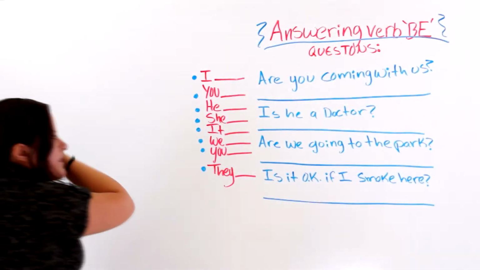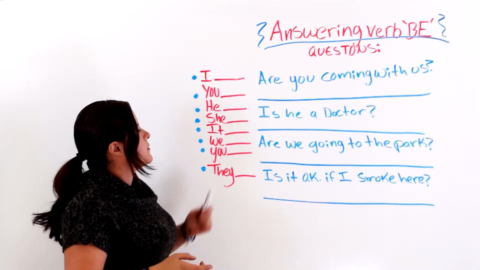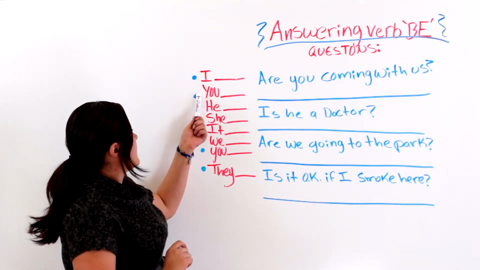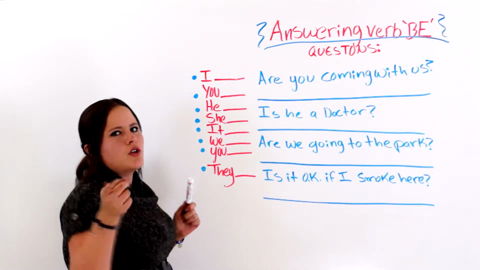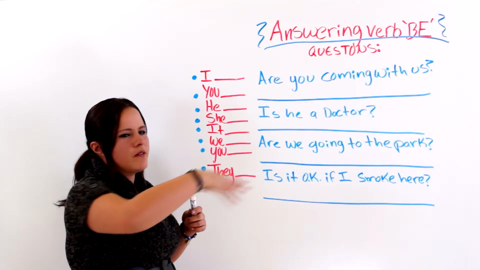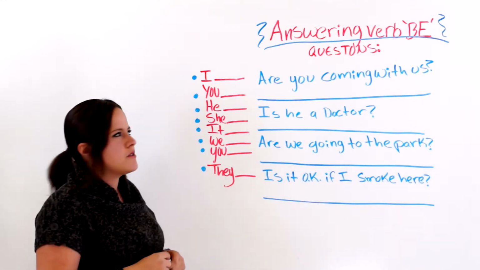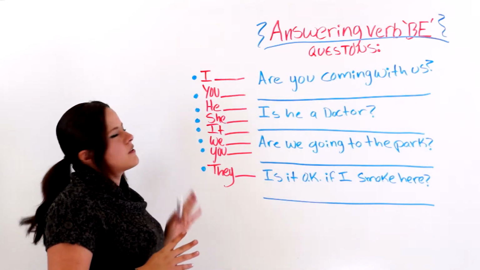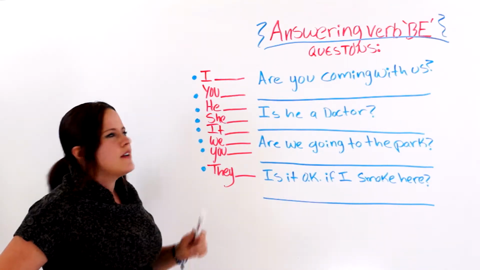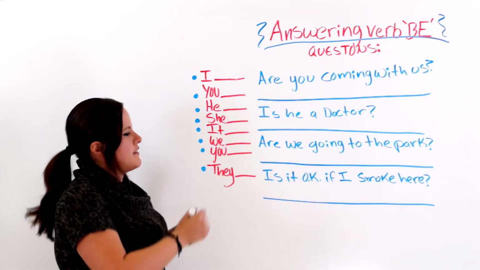All right, folks, let's get some practice. As you can see here on the left side of the board, I have all the personal pronouns written down. You're probably wondering why I have you twice. One is like you, if you're one person, and the other one is plural, all of you. You're gonna help me fill in the blanks on the right first to figure out which is the correct form of the verb be for each personal pronoun. And then you're gonna help me answer these questions, okay? All right, let's get started.